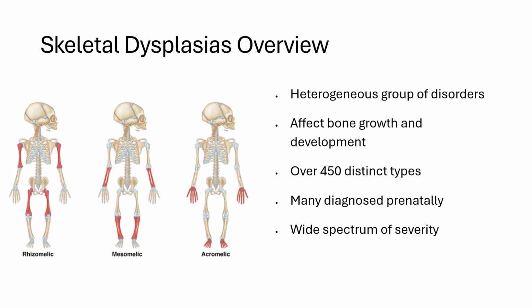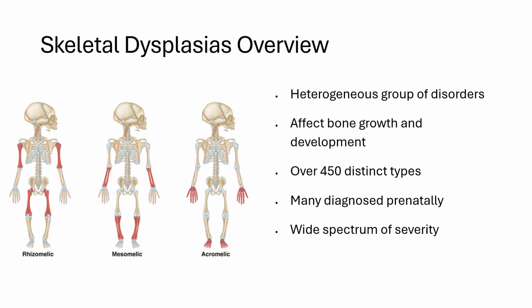Understanding skeletal dysplasias requires thinking about bone growth and development as a complex manufacturing process where even small errors in the production line can create profound effects throughout the entire skeletal system. Imagine trying to build a skyscraper using blueprints that contain subtle but critical errors. The resulting structure might be dramatically different from what was intended, even though the basic construction process followed the same steps. This analogy helps us grasp why skeletal dysplasias represent such a heterogeneous group of disorders.